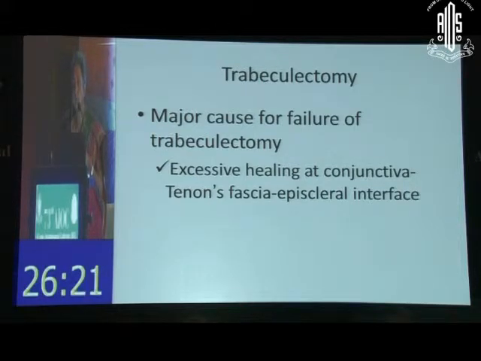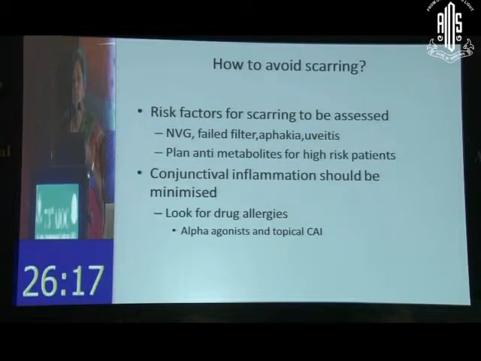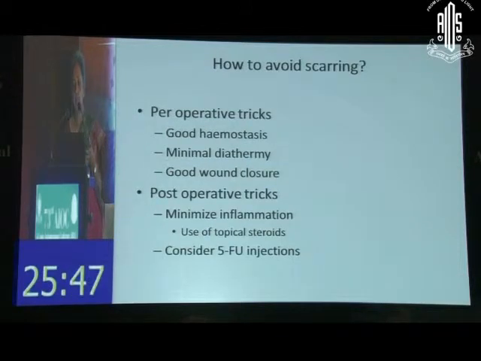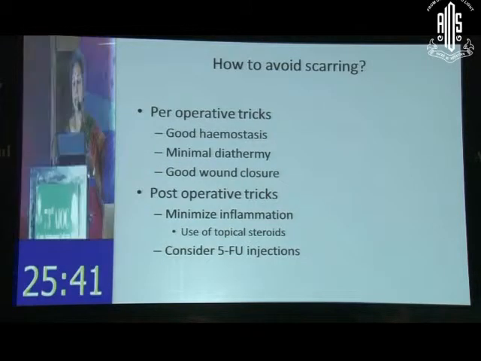What can we do to reduce this kind of scarring? There are certain risk factors that contribute to it. So you have to identify those risk factors like neovascular glaucoma, aphakia, uveitis. In such people, you should plan antimetabolites. The conjunctiva may be inflamed, especially in the present era where people are using anti-glaucoma medication for a longer period of time. Certain drugs like alpha agonists and topical carbonic anhydrase inhibitors can cause allergies, and that may contribute to the scarring. During the surgery, one should remember good hemostasis, minimal diathermy, and good wound closure will minimize the scarring.